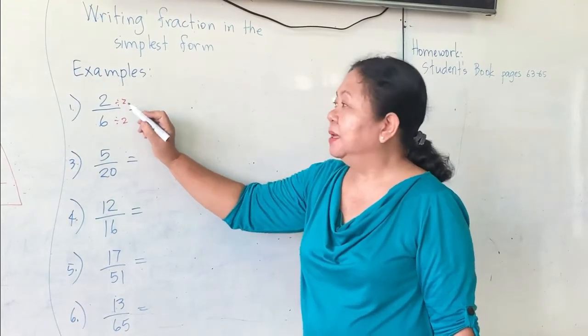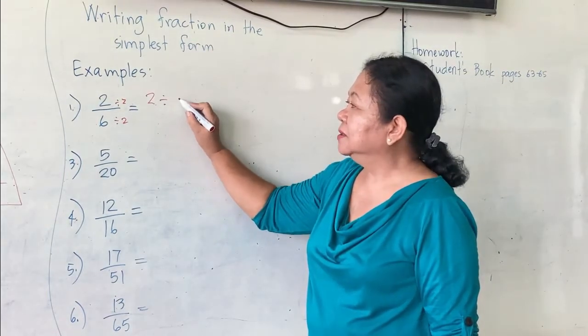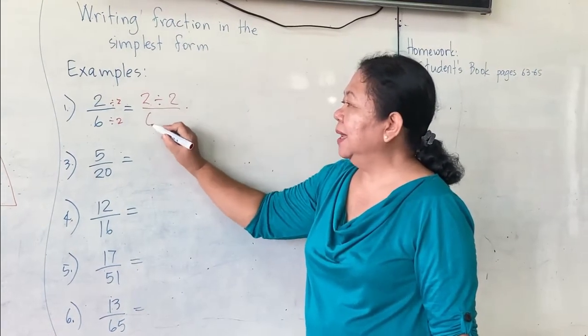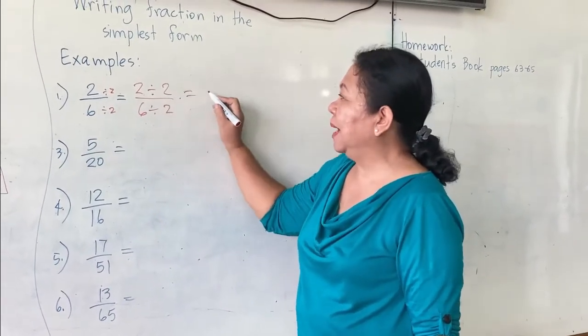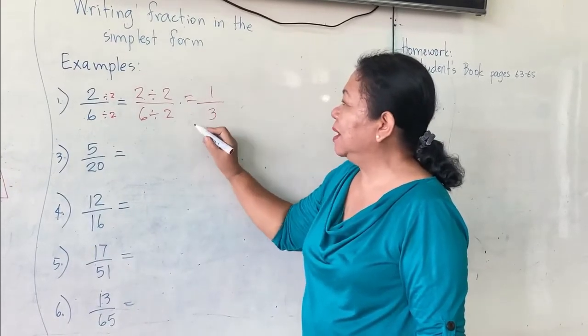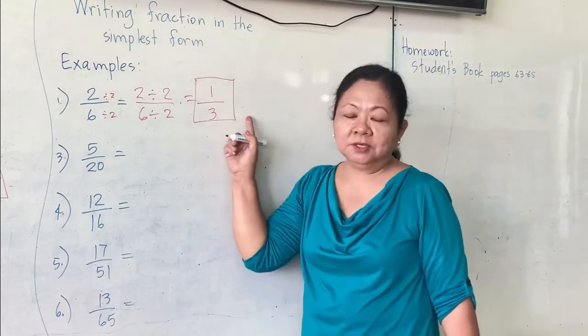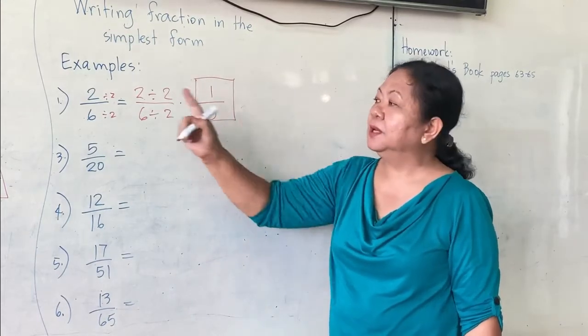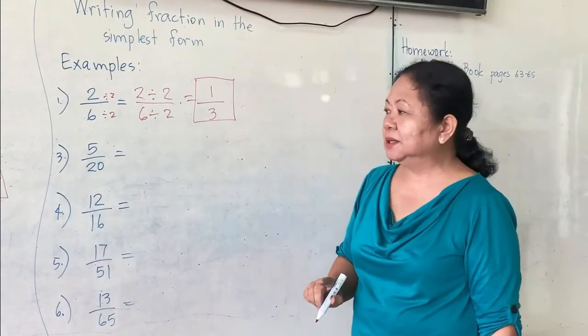So what will happen is like this: 2 divided by 2 and 6 divided by 2. Then simplify, 2 divided by 2 is 1, 6 divided by 2 is 3. Therefore, the fraction in the simplest form of 2 over 6 is 1/3 or 1 over 3.